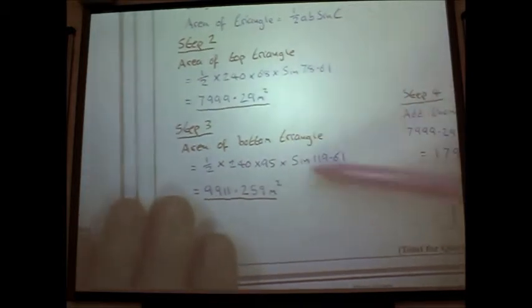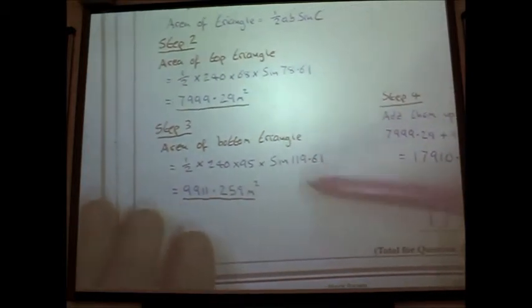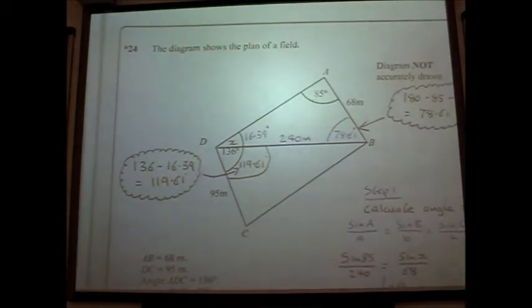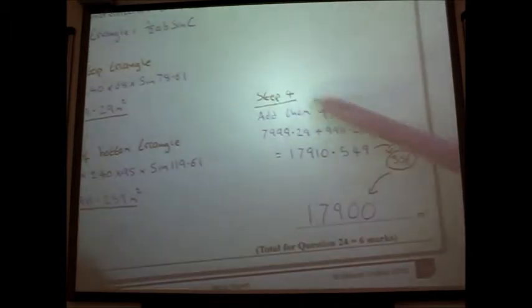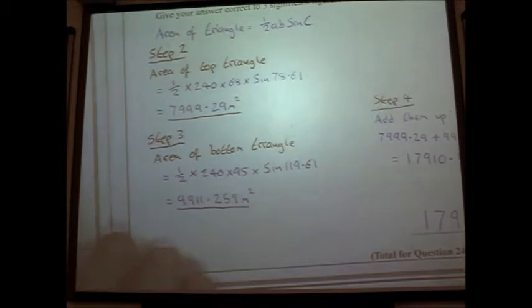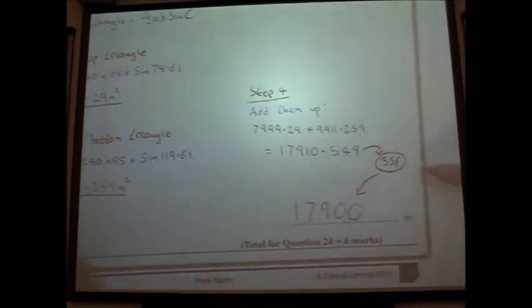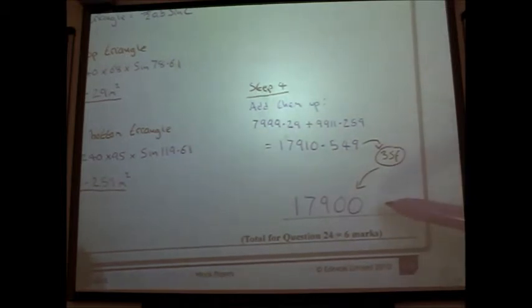Job done. Bottom one, done exactly the same thing. There's the maths. There's the triangle. Pause it if you're not sure where the stuff comes from. End of the day, add them up. So I'll show you the workings for that a bit longer. There you go. Pause if you want. Step 4, add them up. There you go. It does say give the answer to 3 significant figures, so that's why it is 17,900.